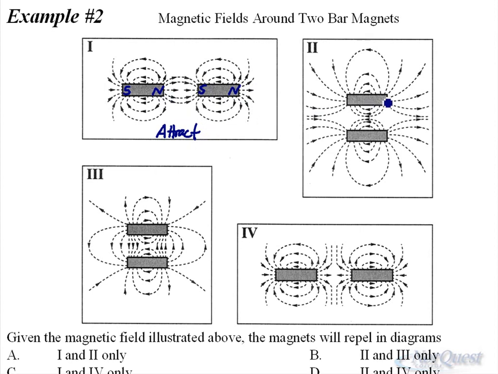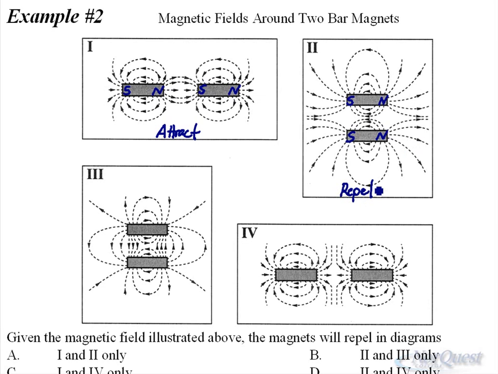Go to diagram 2. Again, we have everything going out on the right, so that's a north. Everything coming in on the left, that's a south. On the bottom magnet, we're coming in again, that's a south. Going out, that's a north. So when you put these two magnets together, you've got like poles here, so this would cause a repulsion.